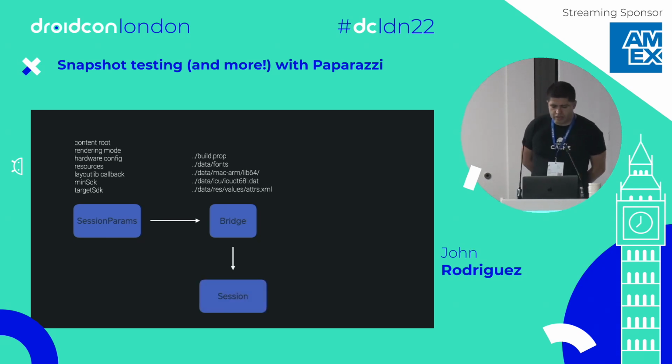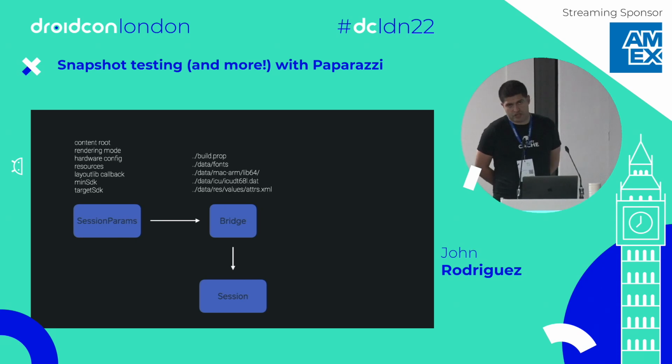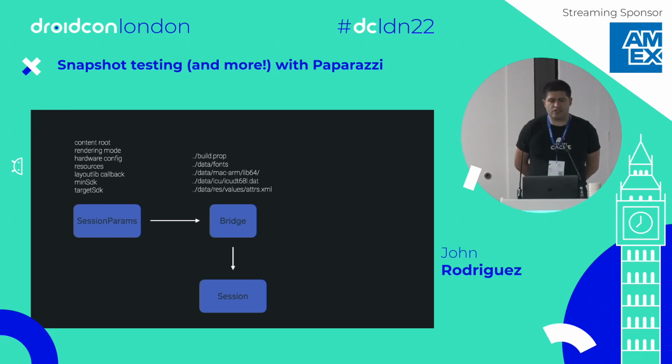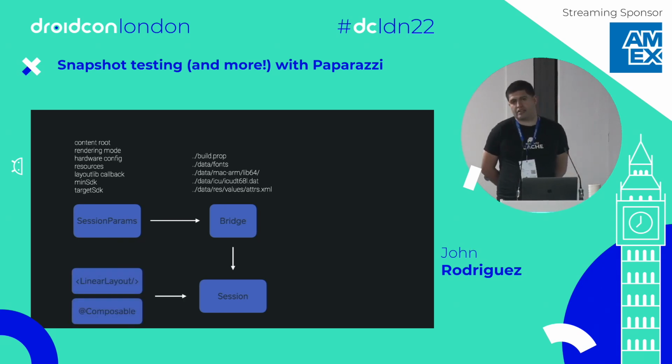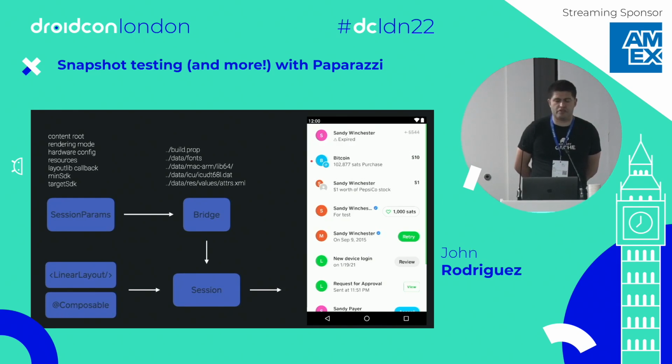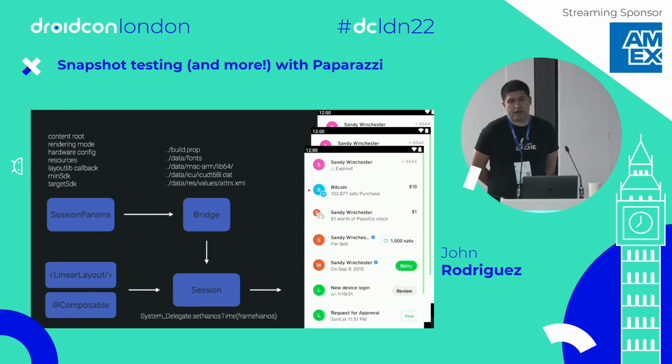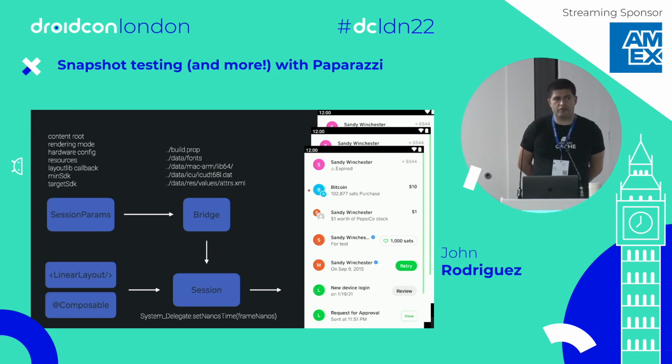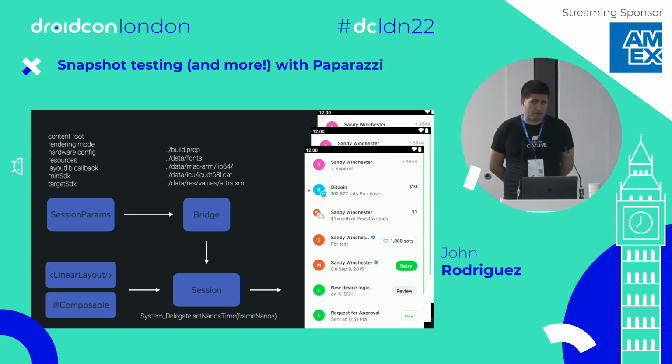Given that, you'll now instantiate a session, which is the combination of both the Android environment and what's representing your app. And from that, you pass it a series of views or composables, take snapshots, and that results in a rendering. Given the fact that you can mock out the choreographer clock, you can also do animations in a video format.